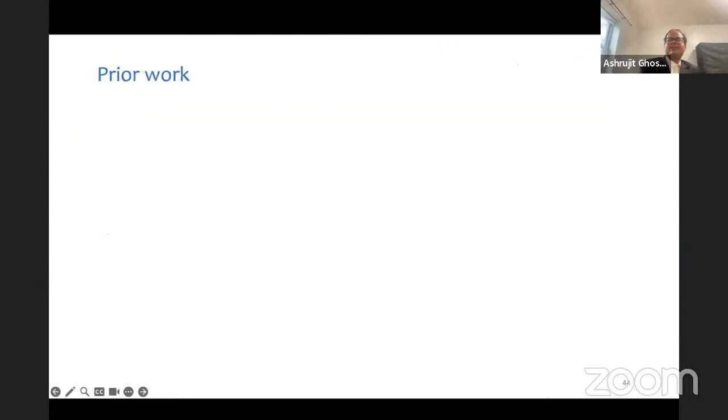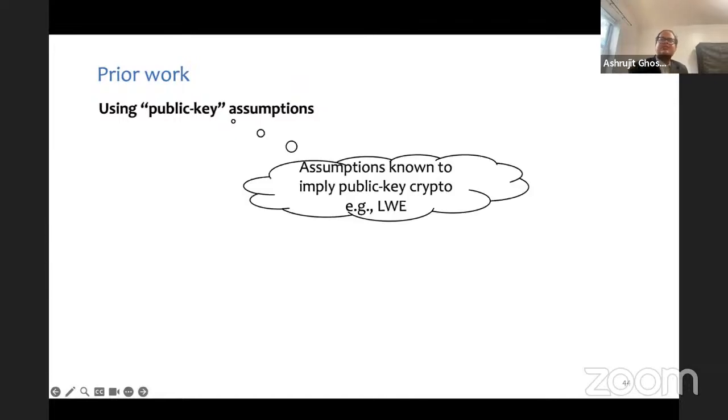Let me first set the stage by talking about the prior state-of-the-art work. So the most efficient theoretical construction for client-side preprocessing PIR was based on public key assumptions. By public key assumptions, I mean assumptions that are known to imply public key cryptography. For example, lattice-based assumptions like learning with errors, etc.